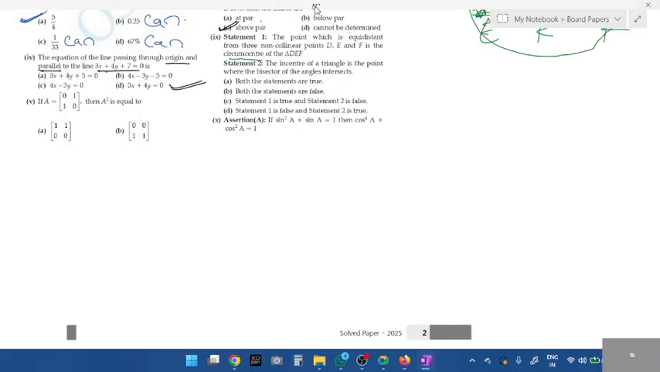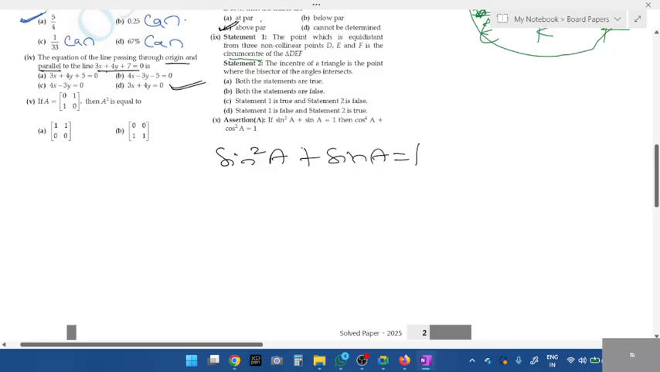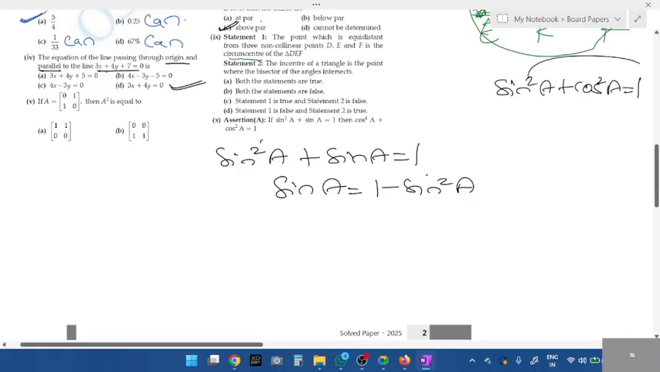Yeah, almost close enough. See, from the first value, students, sin square A plus sin A is equal to 1. So this sin square A goes to the right hand side. What is sin A value? 1 minus sin square A. What is the relation between sin square A and cos square A, students? Sin square A plus cos square A is equal to 1. If sin square A goes to the other side, what do you get? 1. Yes. So sin A is equal to cos square A.